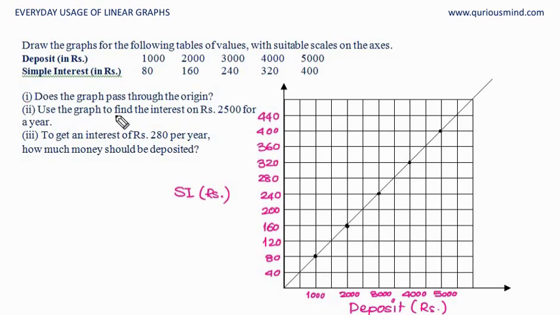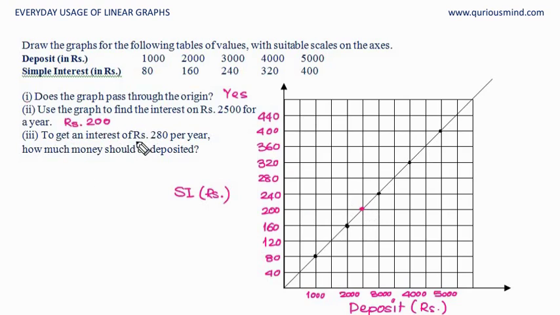Now let's answer these questions. First, does the graph pass through the origin? Yes, the graph passes through the origin. Use the graph to find interest on rupees 2500 for a year. So 2500, where will it come? Deposit of 2000 is here, 3000 is here, so 2500 is here. If we travel up, where do we intersect? We intersect at this point, and we see that that is SI of 200. So SI would be rupees 200.